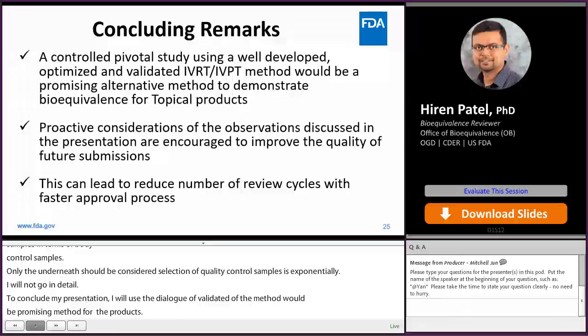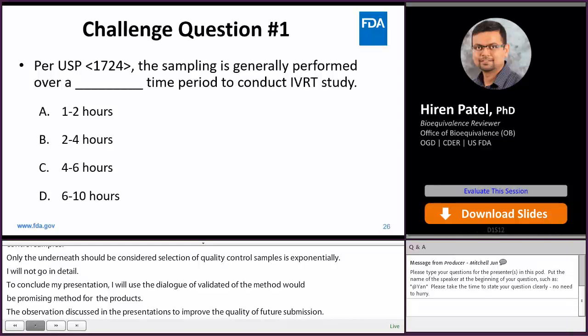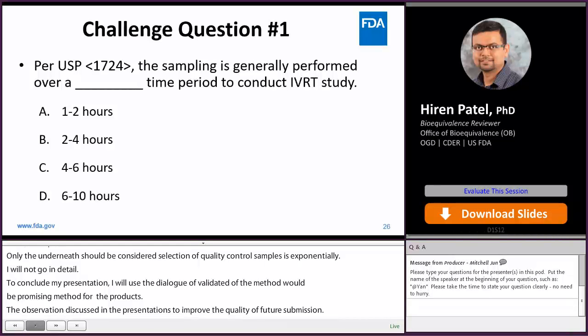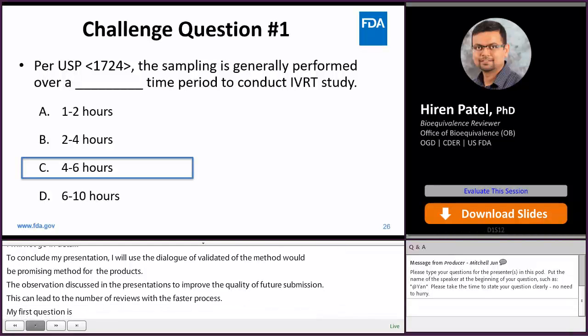I have two challenge questions. My first question is, for USP 1724, the sampling is generally performed over a certain time period to conduct IVRT study, and there are four options: A, 1 to 2 hours, B, 2 to 4 hours, C, 4 to 6 hours, and D, 6 to 10 hours. If you pick the answer C, 4 to 6 hours, you are correct.